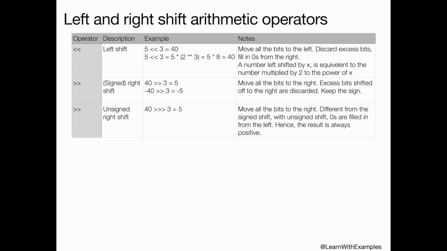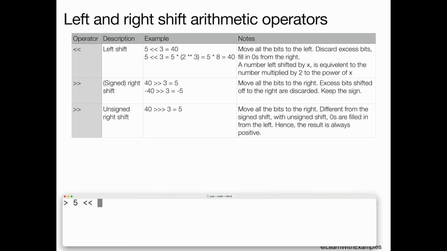Left shift. The left shift operator returns a number whose binary representation is the first operand shifted by the specified number of bits to the left. Excess bits shifted off to the left are discarded, and 0 bits are shifted in from the right. For example, 5 left shift by 3 equals 40. A number left shifted by x is equivalent to the number multiplied by 2 to the power of x. That is, 5 left shifted by 3 equals 5 times 2 to the power of 3, which is 5 times 8, and the result is 40.